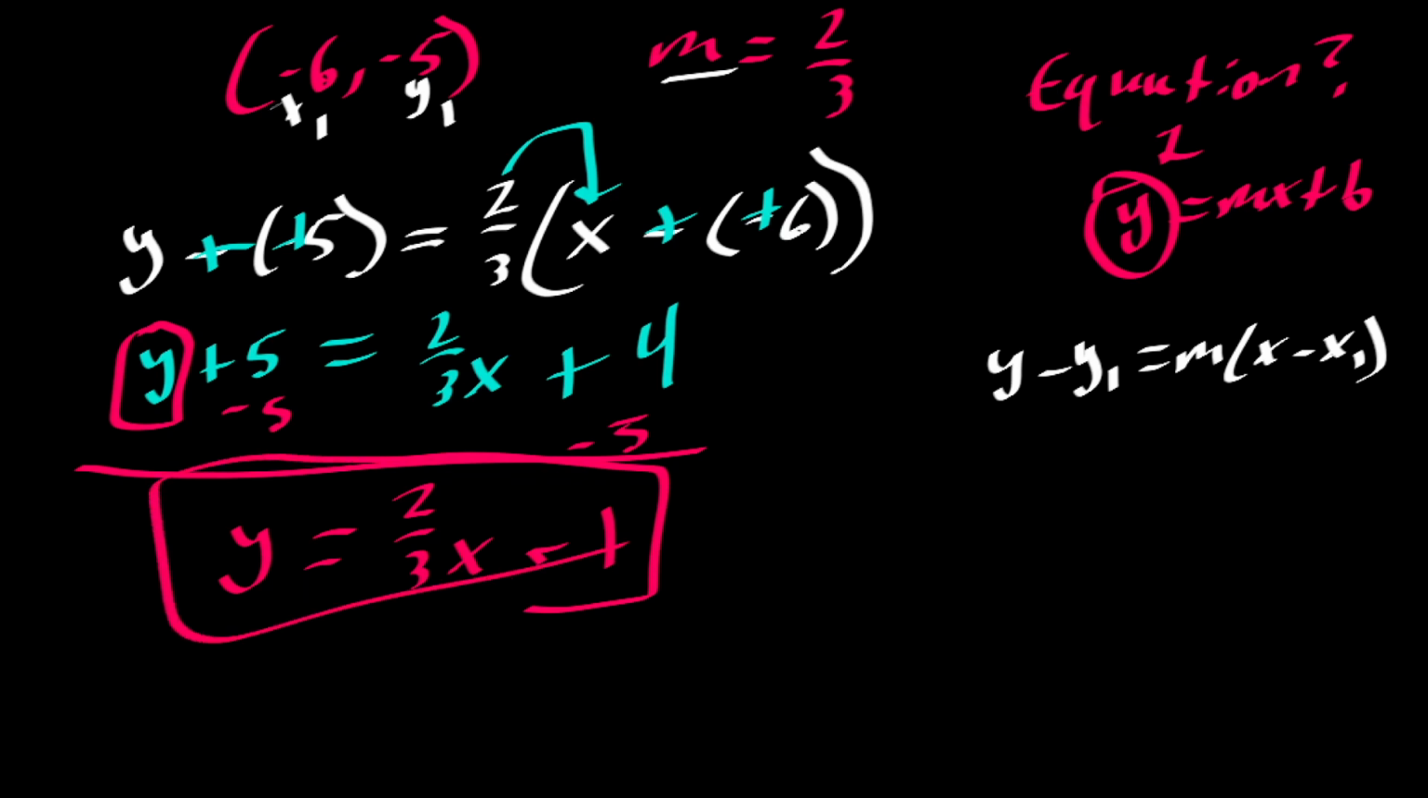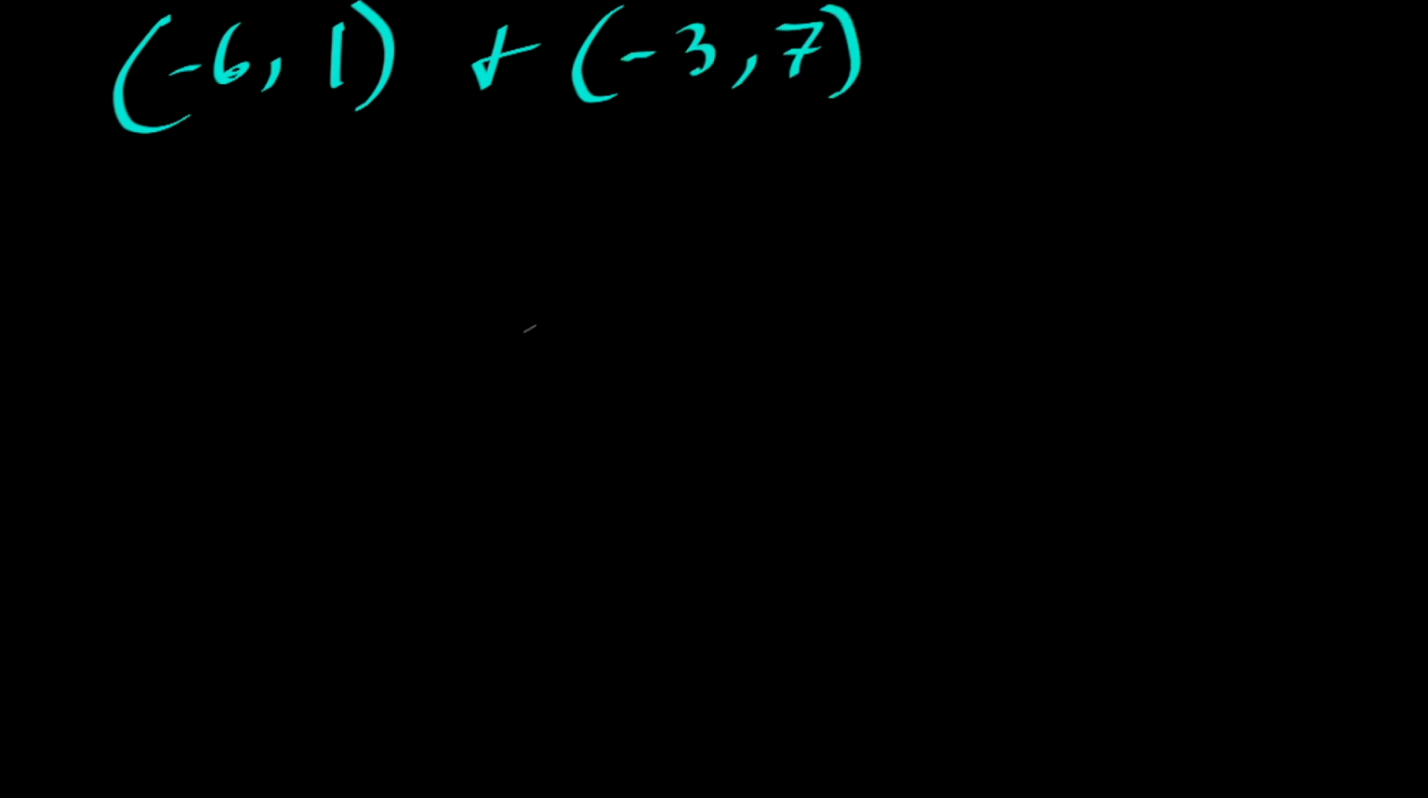All right, so now let me show you a few more examples, just because you could run across a case like this. You could run across a case that says, well, I want you to use these 2 points to find the equation of a line. So -6,1 and -3,7. Well, for that, we're going to have to draw back a little bit on how we find the slope.